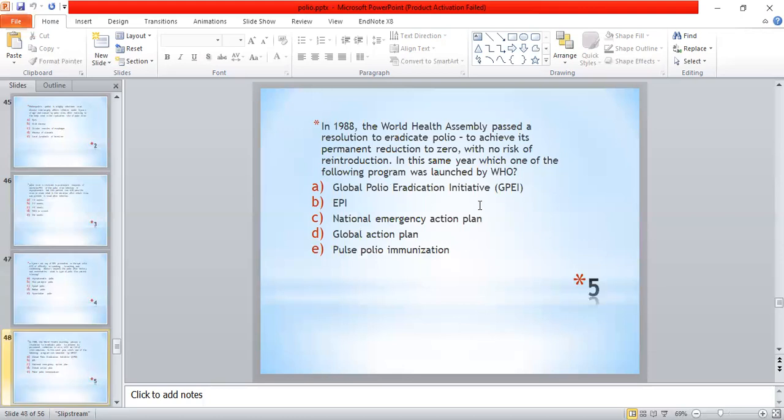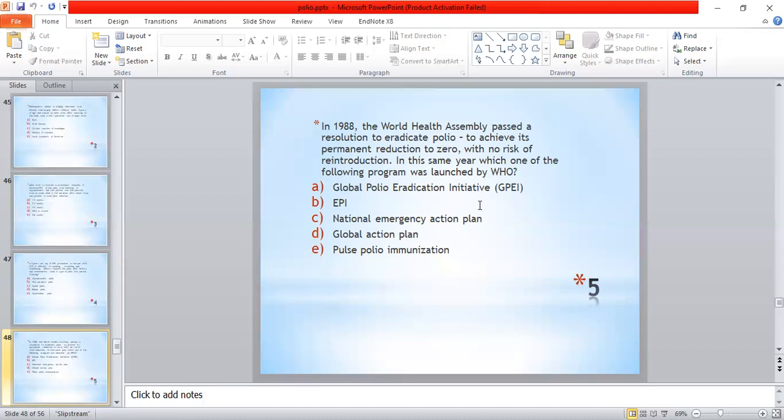Question number five. In 1988, the World Health Assembly passed a resolution to eradicate polio, to achieve its permanent reduction to zero with no risk of reintroduction. In the same year, which one of the following programs was launched by the WHO? A is Global Polio Eradication Initiative, B is EPI, C is National Emergency Action Plan, D is Global Action Plan, and E is Pulse Polio Immunization.